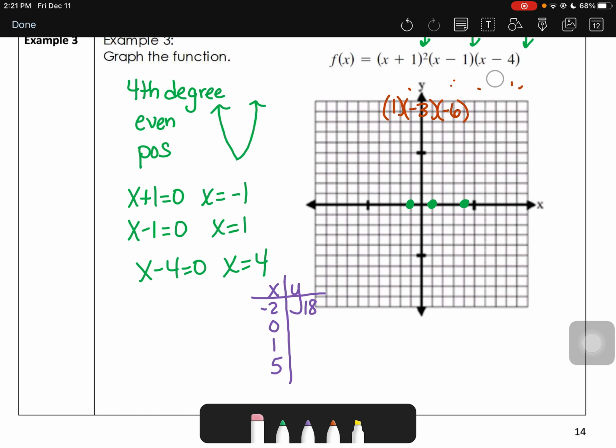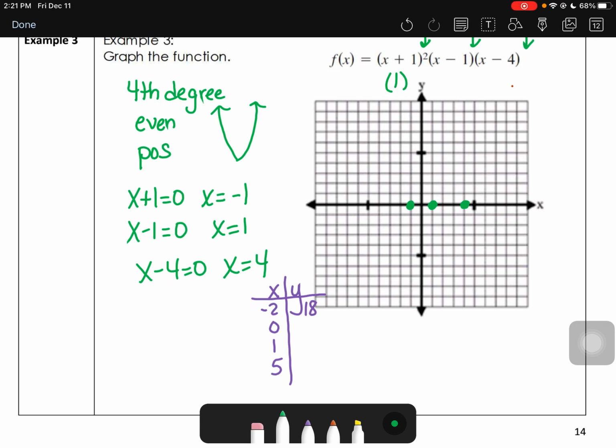Now we'll plug in a 0. So we have 0 plus 1, which would be 1 squared. 0 minus 1 is negative 1, and 0 minus 4 is negative 4. 1 squared is 1. Negative 1 times negative 4 would be positive 4. Now we're going to plug in a 1. 1 plus 1 is 2, and we're going to square that. 1 minus 1 is 0, and 1 minus 4 is negative 3, but because anything times 0 is 0, we know that that's going to be at 0.